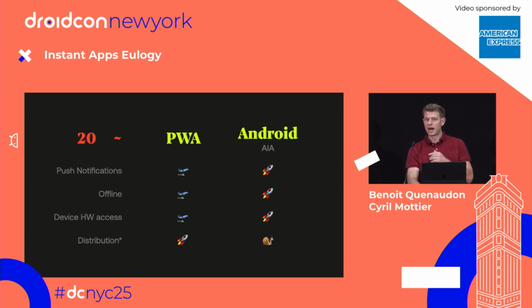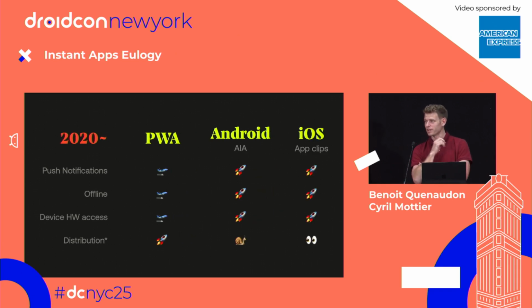But so this is what happened. iOS came a few years later. They were like, oh, maybe we should do something, and they released App Clips, which is more or less the same as Instant App. The UI is a bit different, but the limitation is the same as well. And so today this is how it looks. You can see that on Android, the distribution of Instant App is still the snail, because they released Instant App in 2017 and that's it. They never iterated over it. It's just as is from day one, which is interesting.